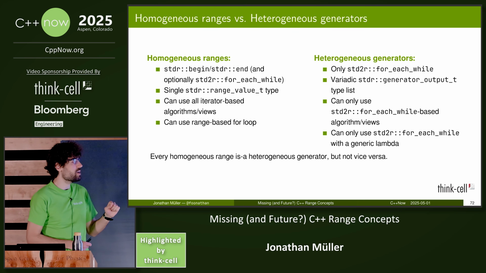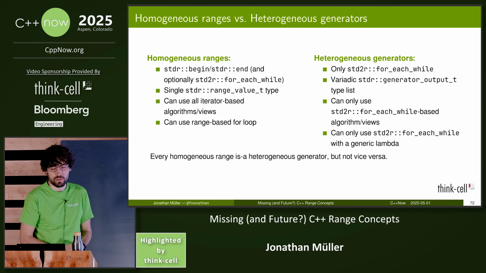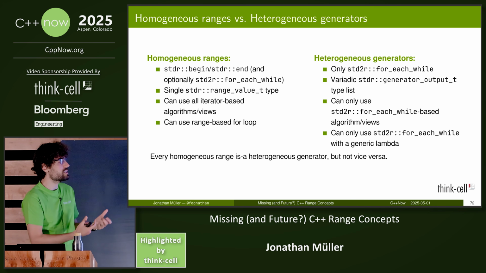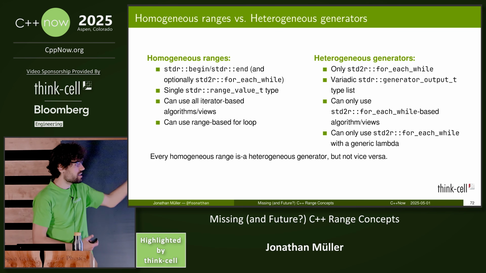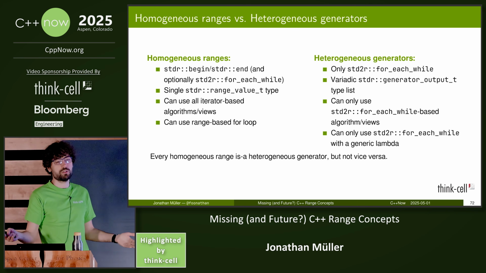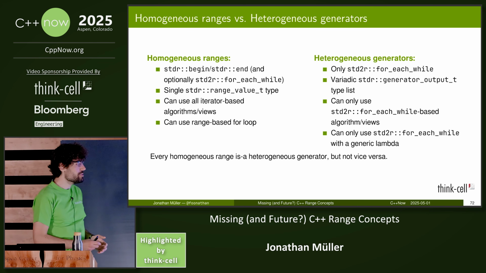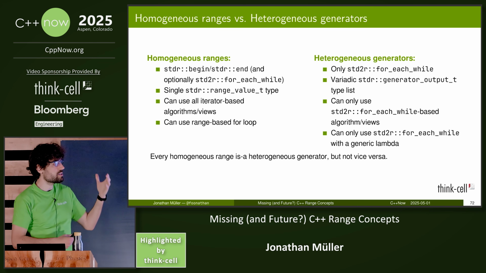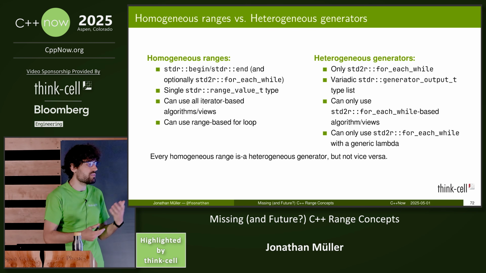So we've got the homogeneous ranges, ones with begin and end, and optionally for_each_while as an optimization. A heterogeneous generator is something that only provides for_each_while and no begin and end. A range has a single range value type, and a generator has a variadic type list of the generator output types, all the potential types you can get. With homogeneous ranges, you can use all the ranges and views. With heterogeneous generators, you can only use the ones that only require for_each_while. And we did that for as many as possible.